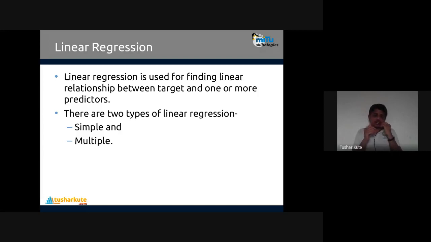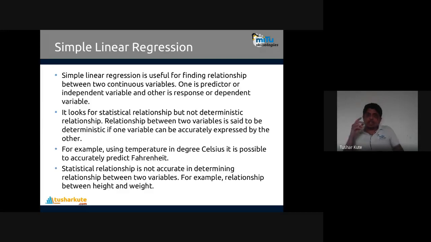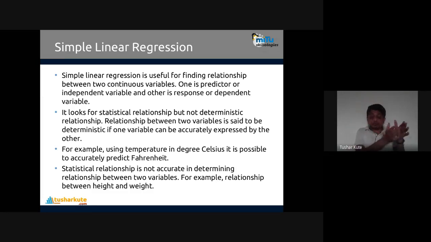So two common regressions are there: first is simple, second is multiple. We are having only simple regression here. We'll talk about simple linear regression, how exactly it is created, and how it is used for predictive analytics. How exactly prediction is done, that we will also see. Simple linear regression is useful for finding the relationship between two continuous variables. One is the predictor variable, called the input variable, which is the independent variable, and the second is the response variable, which is the dependent variable.